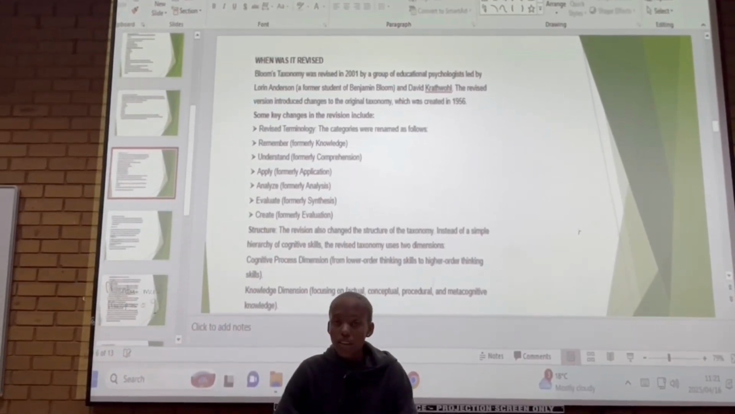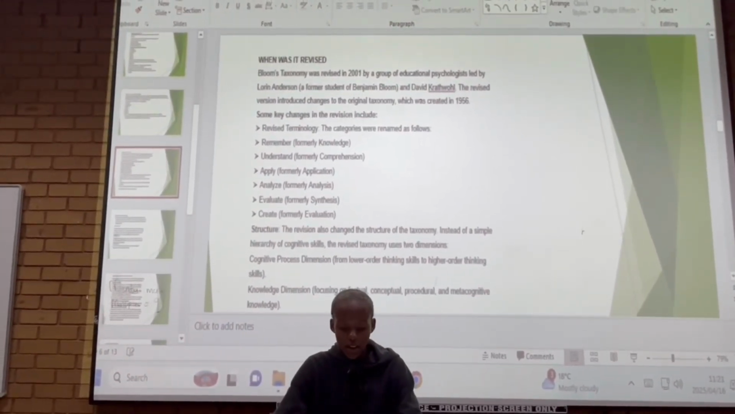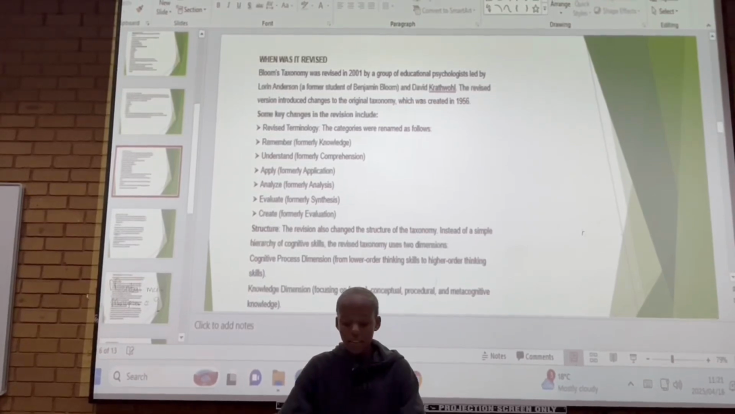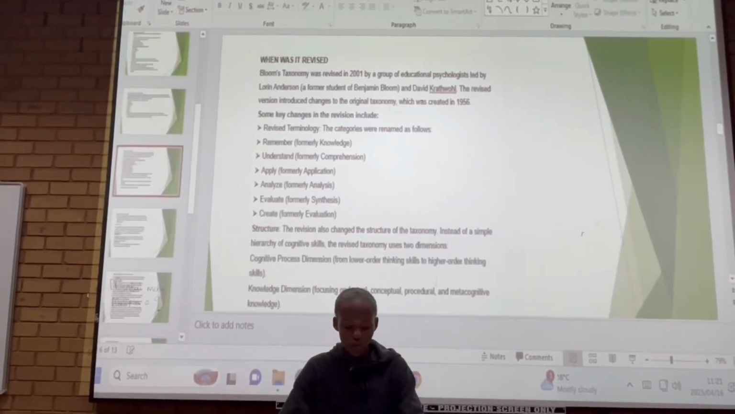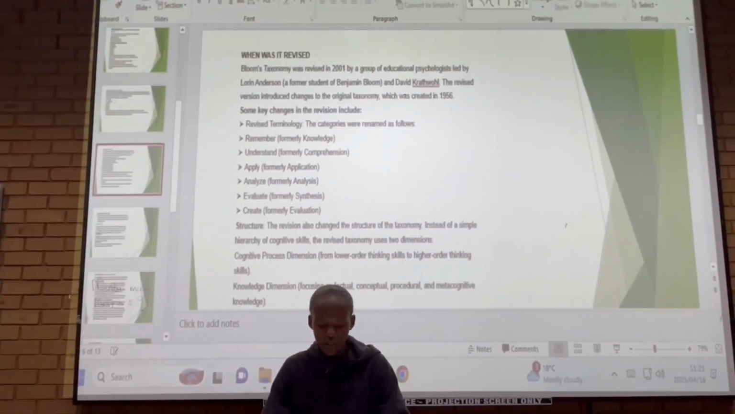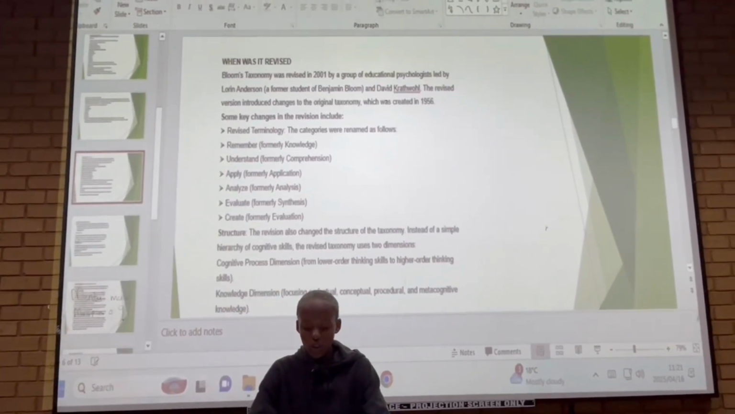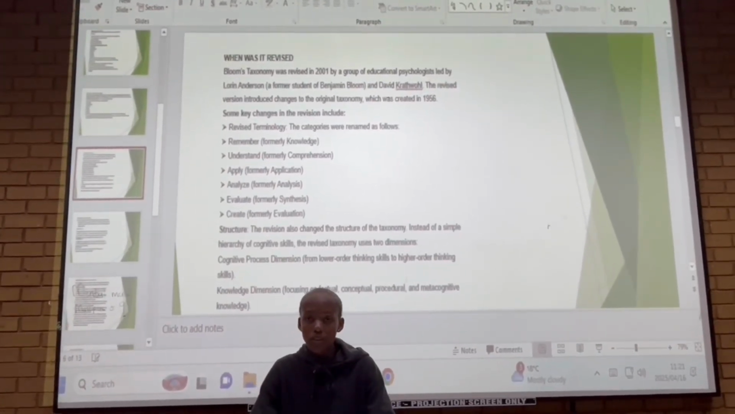The revision also changed the structure of the taxonomy. Instead of using a simple hierarchy of cognitive skills, the revised taxonomy uses 2 dimensions, which are the cognitive process dimension and the knowledge dimension.